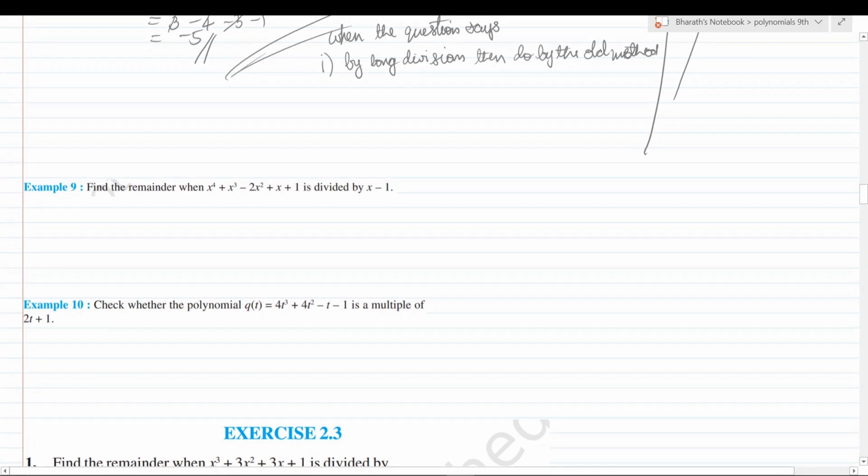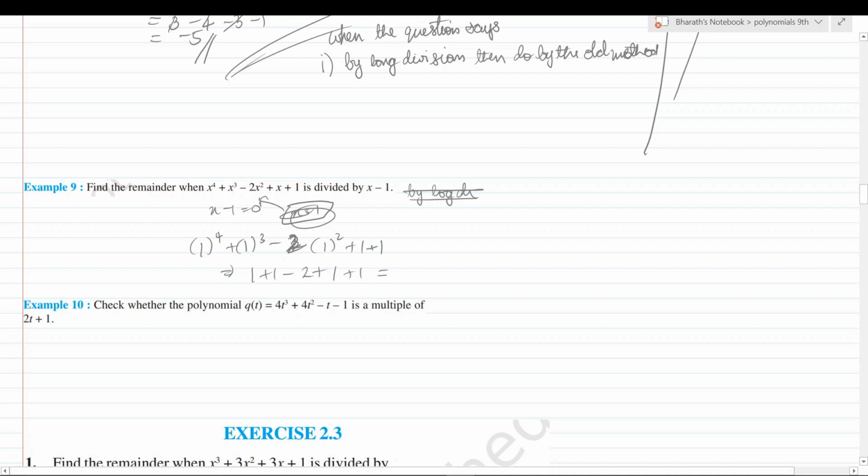Find the remainder when x power 4 plus x cube minus 2x square plus x plus 1 is divided by x minus 1. Same thing. Here they have not given by long division and all. So just chuck it. Substitute x minus 1 is equal to 0. You get x is equal to 1. Substitute the x value in the equation. You get 1 power 4 plus 1 cube minus 2 into 1 square plus 1 plus 1, then you get 1 plus 1 minus 2 minus 1 plus 1. This 2 gets cancelled, so the answer is 2.